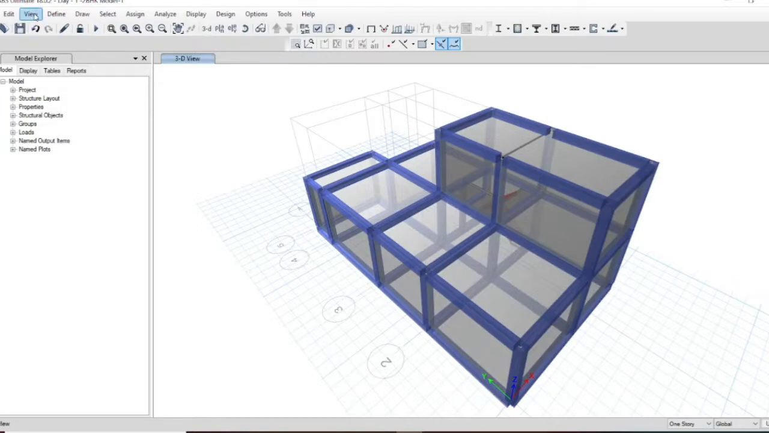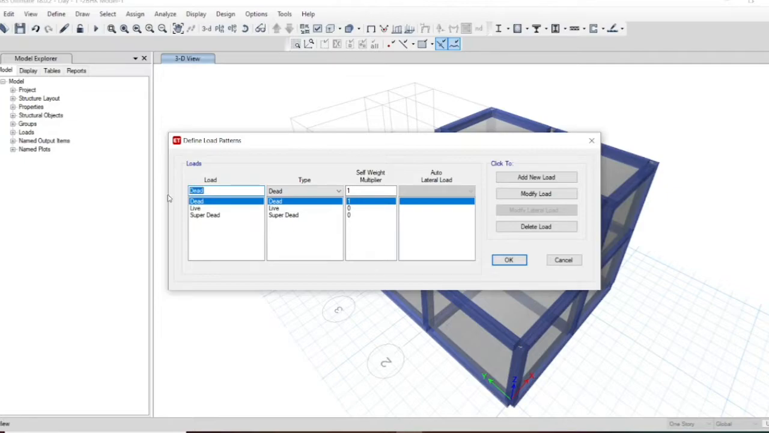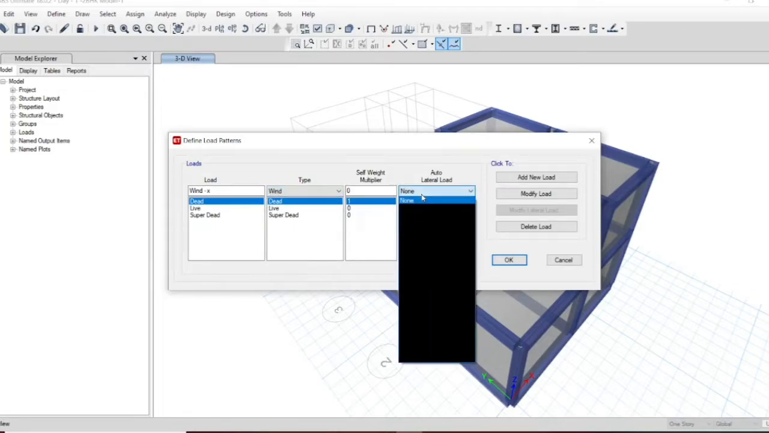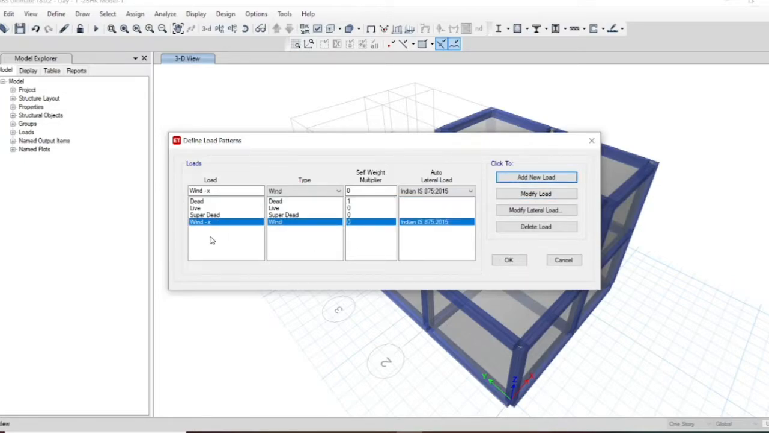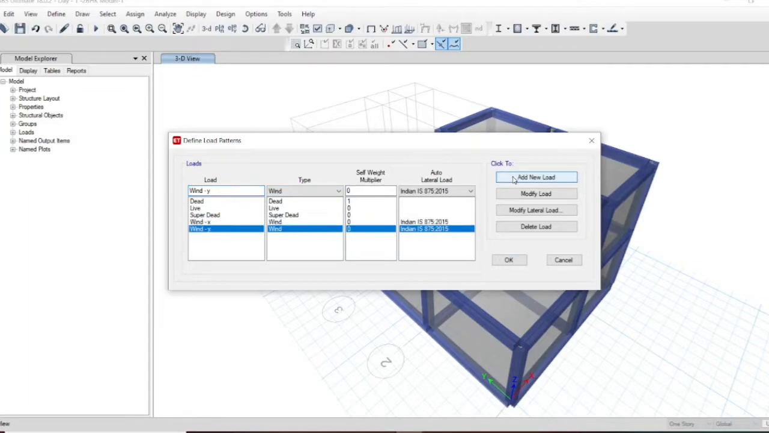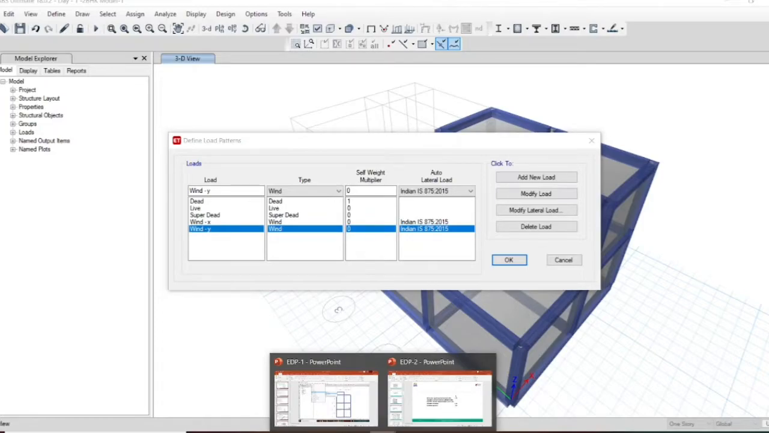After application of this cladding, first we shall define the load. Under Define, you have to add a load pattern, and here you have to add wind load in x direction. Why are we adding wind load in x and y direction? Let me give the example. Wind according to IS 875, yes, IS 875 is here. Now you can add the new load. Now a new load is being added, wind in x direction, and you can apply wind in y direction, and you click Add New Load. So we have added two new loads, which are wind in x direction and wind in y direction.